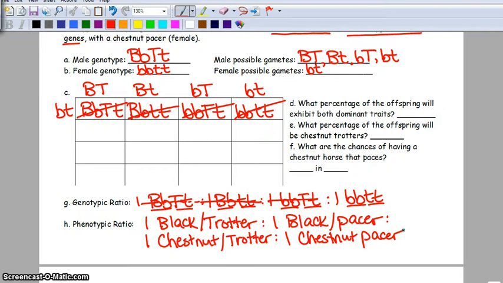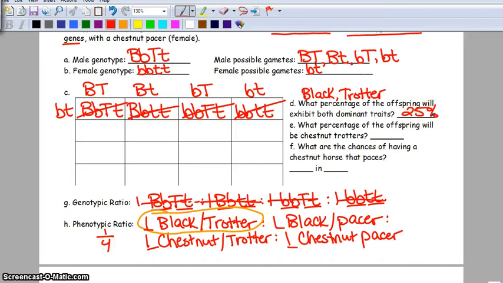All right, let's go back and answer our questions. D, what percentage of the offspring will exhibit both dominant traits? We know dominant is having black fur and being a trotter. So let's go back and look and see if we have any black trotters. We got one right there. So we have one black trotter out of a possible 1, 2, 3, 4 outcomes. So 1 out of 4 gives us 25%.